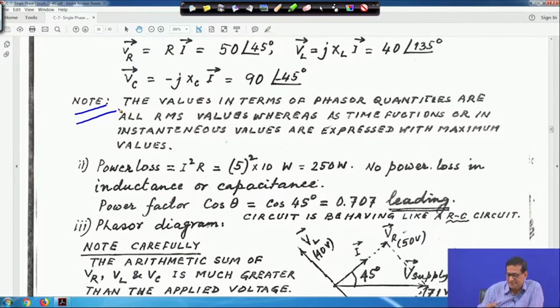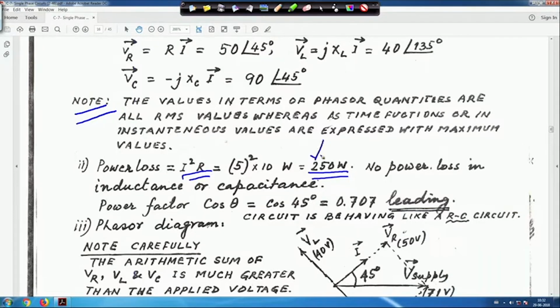Now, in the circuit, power loss is simply I square R. So basically it will be 250 watt, that is your I square R loss. In the same way, you can just calculate V I cos theta, which will also give you the same value.